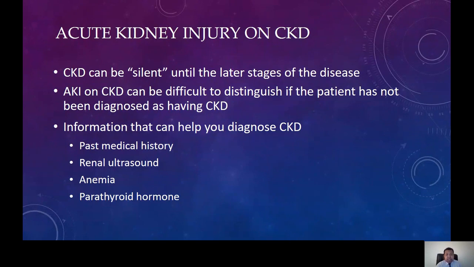Acute kidney injury on CKD can be difficult to distinguish if the patient has not been diagnosed as having CKD, but a proper history, examination, and a few basic investigations will tell us whether the child has a long-standing chronic kidney disease. The information that can help you diagnose CKD includes the past medical history, as I mentioned, the basic history, and the examination is very important. On the renal ultrasound scan, we can see small kidneys in chronic kidney disease, and anemia tells us the chronicity. Increased parathyroid hormone and hyperphosphatemia are very important features when you look at your investigations, and they will guide us whether this is chronic kidney disease and your AKI is on the background of chronic kidney disease.